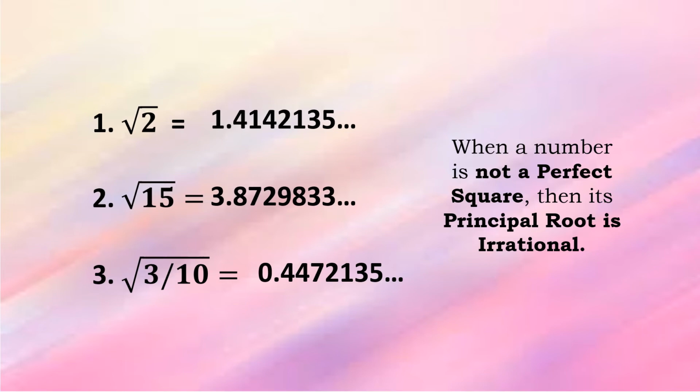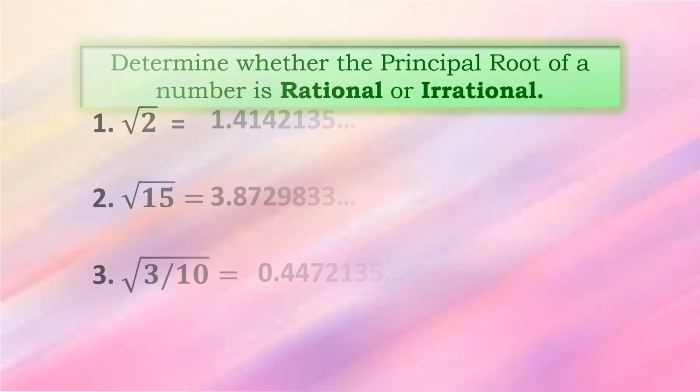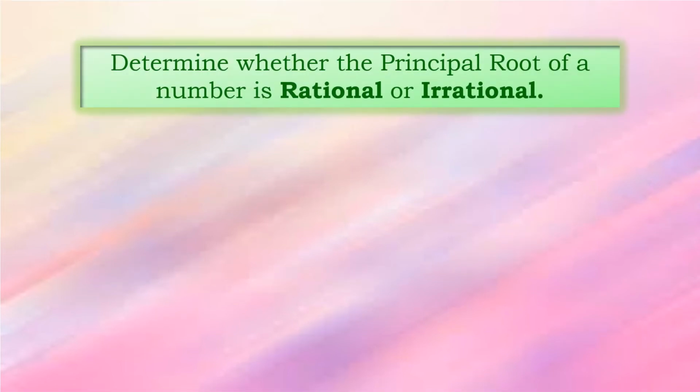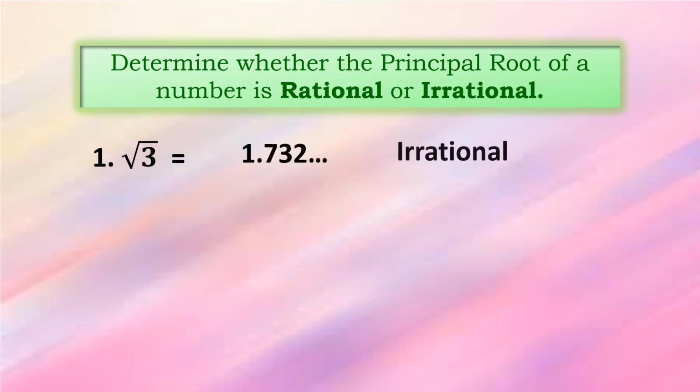Now that you learned the concept of principal roots and irrational numbers, it's your turn to answer. Determine whether the principal root of the number is rational or irrational. Number 1. Square root of 3. What is your answer? Since we extracted an irrational number, the answer is irrational.